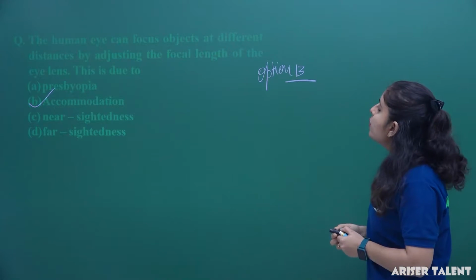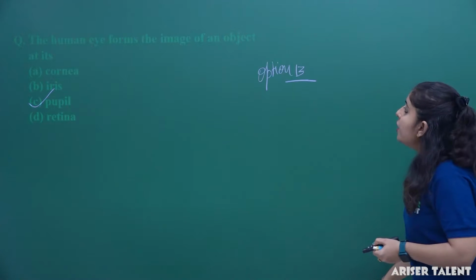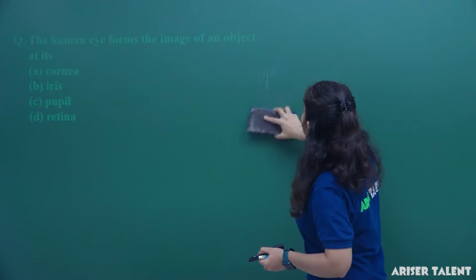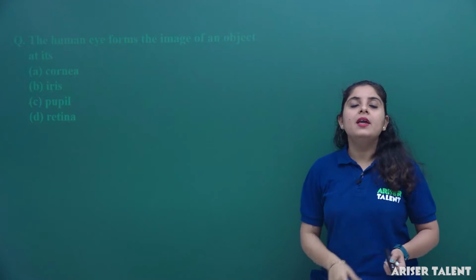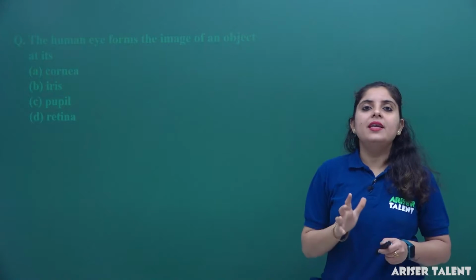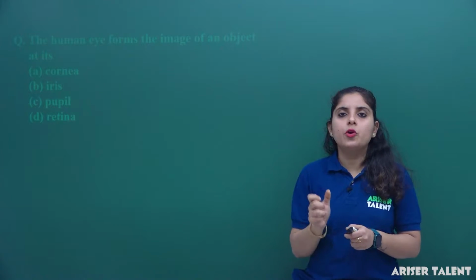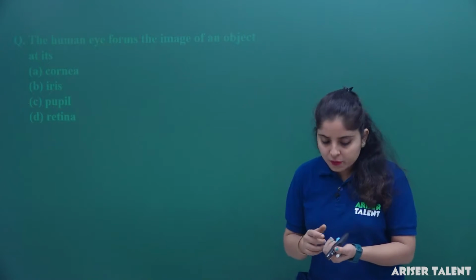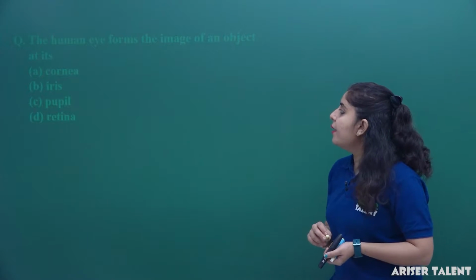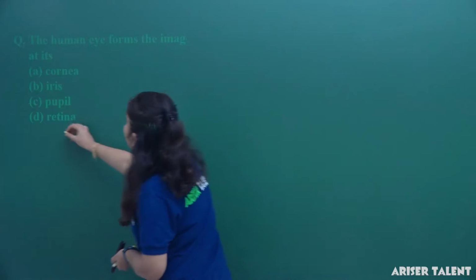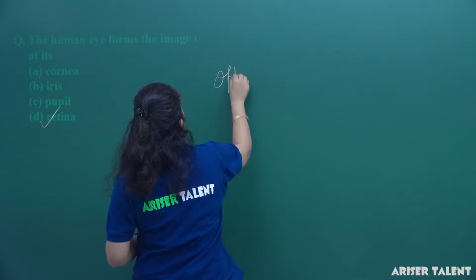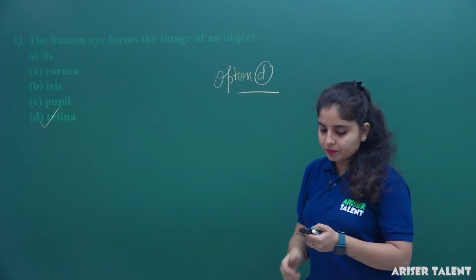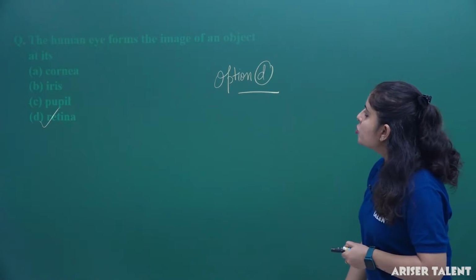Now let's move forward to the next question. The human eye forms the image of an object. You have to identify where the image is formed in the human eye. We know there is a screen where the human eye forms the image, and this is known as the retina. Which is the correct option here? Cornea, iris, pupil, or retina? The correct option is D. So the image is formed on the retina. Clear? Now let's move forward to the next question.